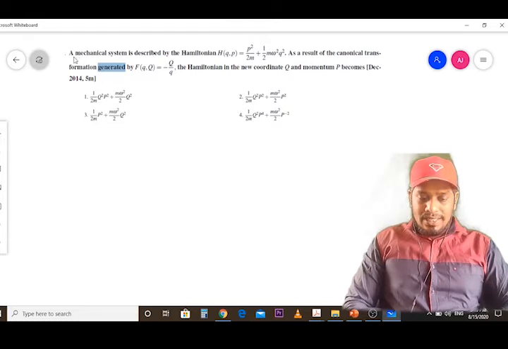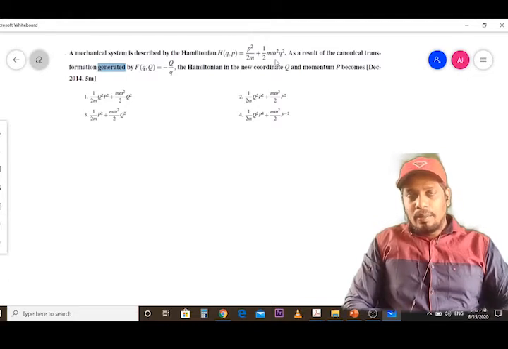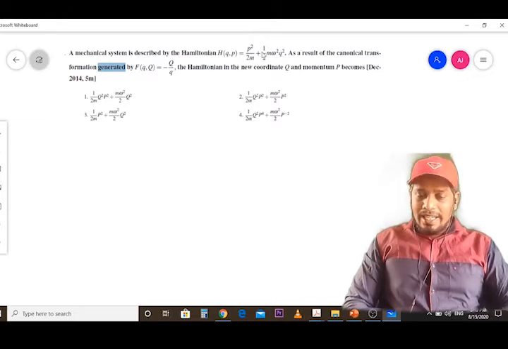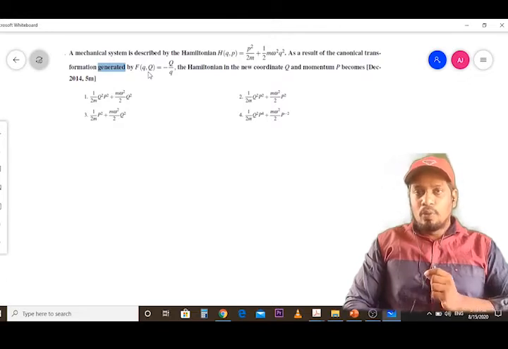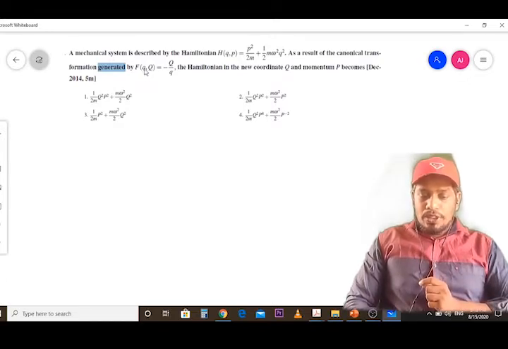The given question is: a mechanical system is described by a Hamiltonian H equal to p square by 2m plus half m omega square q square. This is the general Hamiltonian for the mechanical oscillator. As a result of the canonical transformation generated by a function, this is a generating function of type 1, F1 equal to minus Q by q.